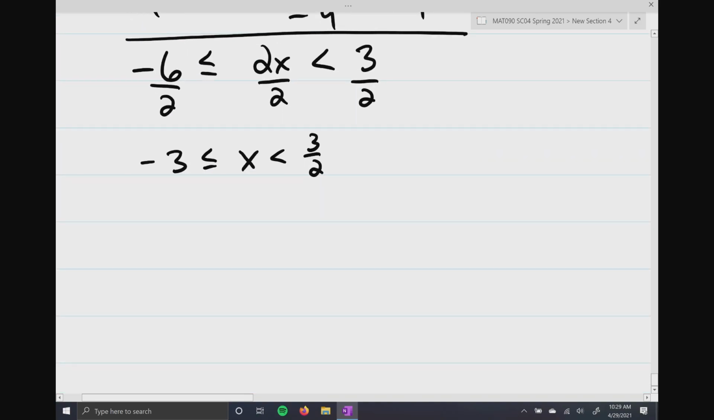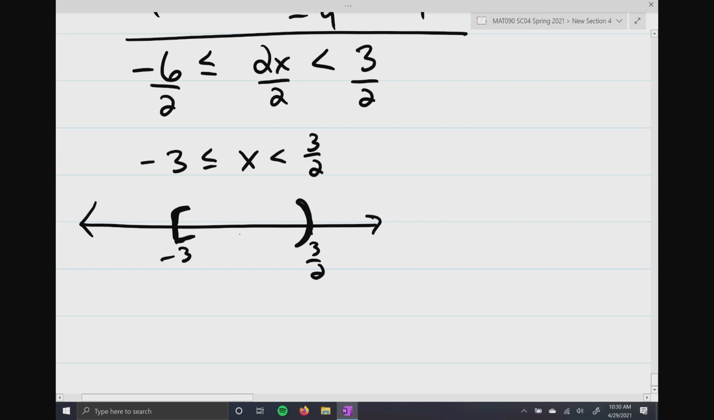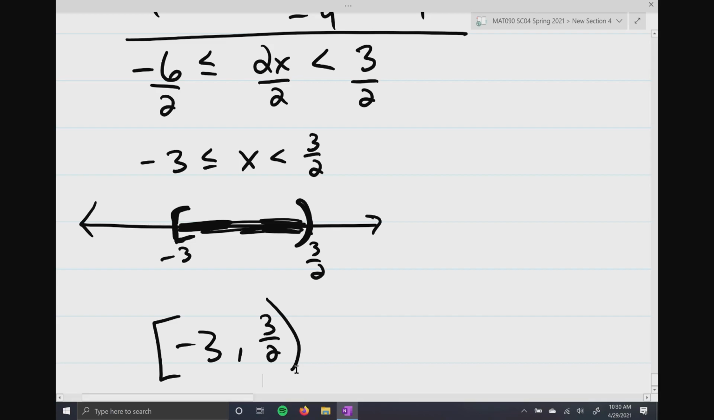From here, directly underneath, I'll do my line. Negative 3, 3 over 2. And I just make sure that I use the appropriate symbol, whether it's a bracket or parenthesis. The negative 3 is less than or equal to, so it gets a bracket. The 3 over 2 is less than 3 over 2, so it gets a parenthesis. And I shade in between. And then I will just write the interval notation for it. Okay? Any questions there?